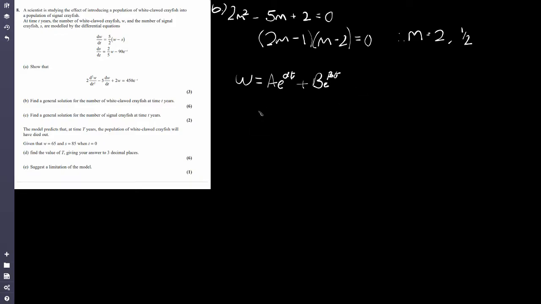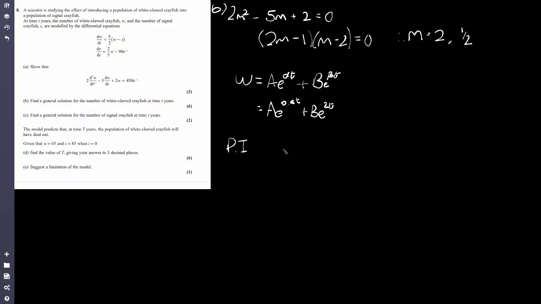But we know alpha is the half, and my beta will be 2 here. So this is going to be equal to A e to the power of a half t, or 0.5t, plus B e to the 2t. Now we need the particular integral. So for my particular integral, we're going to let w be equal to lambda e to the minus t.